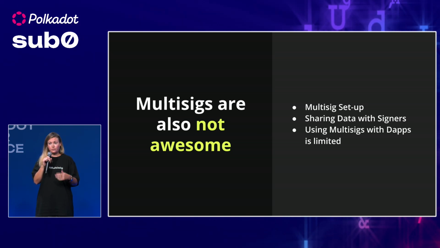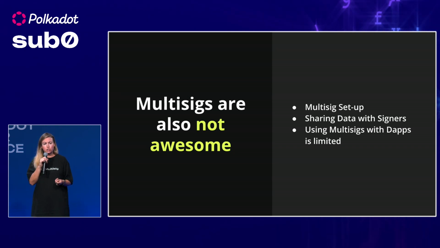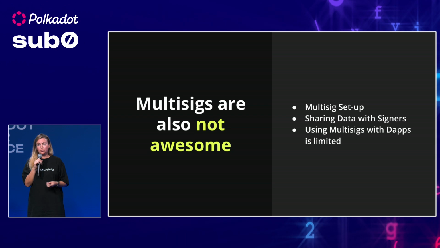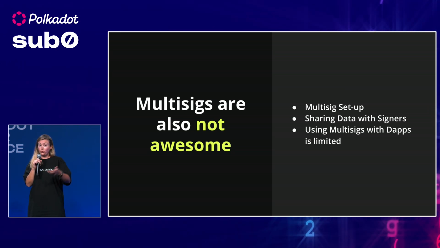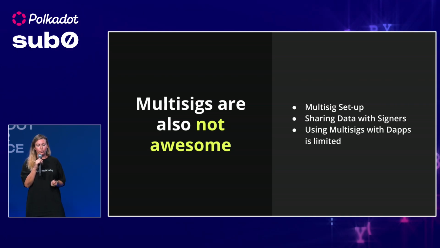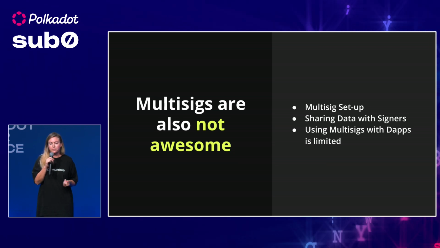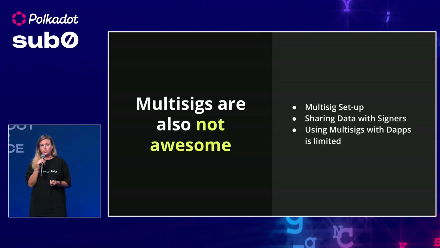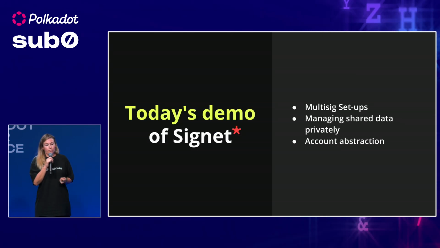But this is not the only kind of data. For the context needed to really approve transactions, you might want to know a description of the transaction. What is this transaction all about? Or you might want to know who these funds are being sent to. So address book and contact information is important too. And then finally, using multi-sigs with dApps is limited in the current ecosystem. You can't just use a multi-sig at the moment like any other account.